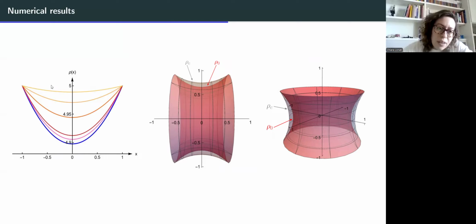So as you can see here, we have a two-dimensional representation. You can see that the minimizer is always between the catenary in blue and the straight segment. It tends to the straight segment as C tends to infinity, so as the nematic tends to prevail and the area term tends to vanish. It is an even function. And you can see that also in the three-dimensional representations, our revolution surface is larger than the classical catenoid.